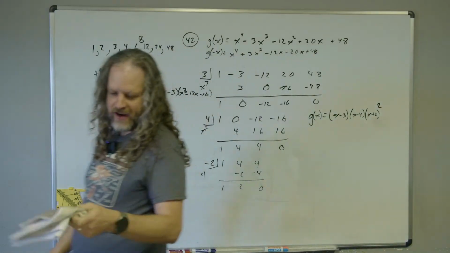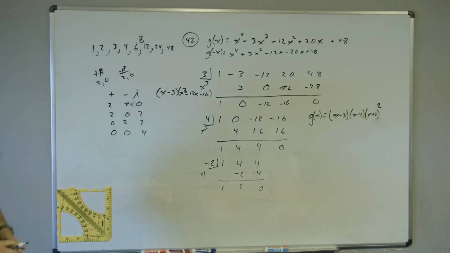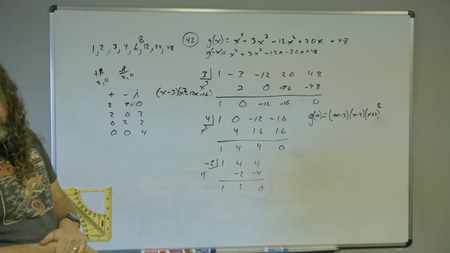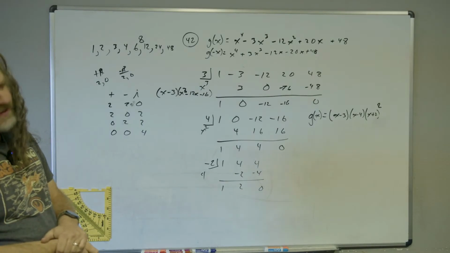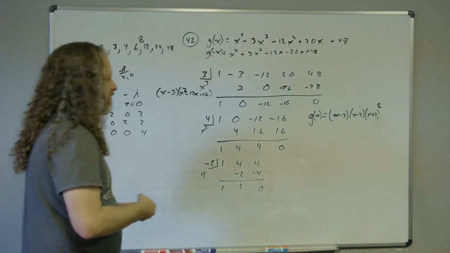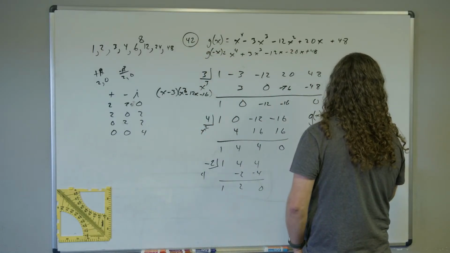Great, it's factored. We did part A. Easy peasy, I understood how to do that part. It was the rest of the instructions. And then list all the zeros. What are the zeros? The zeros are 3, 4, -2.